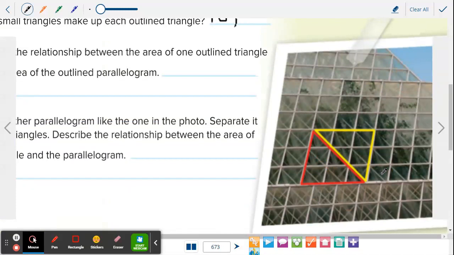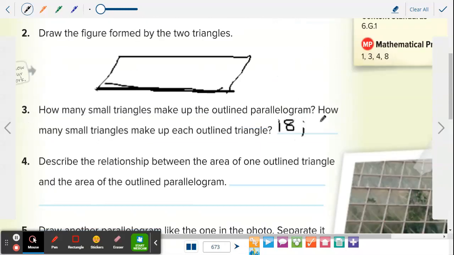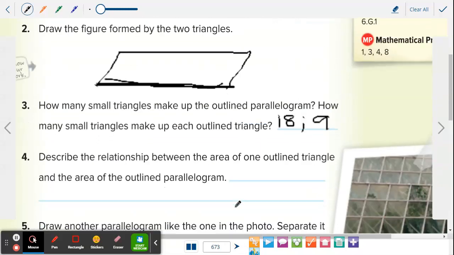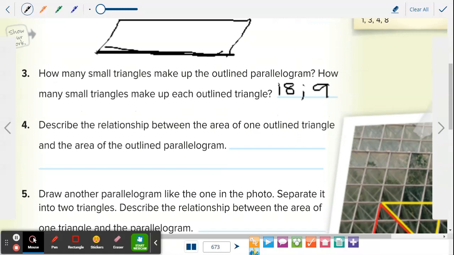Now they want to figure out how many triangles are in just one of these. So like the yellow one. How many triangles are in the yellow one? 9. So that would be the area of a triangle there.